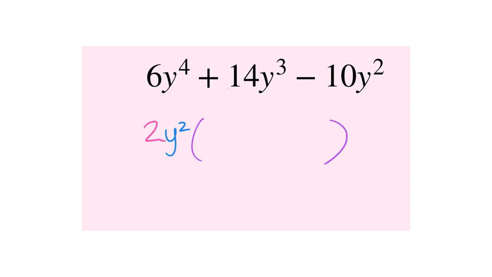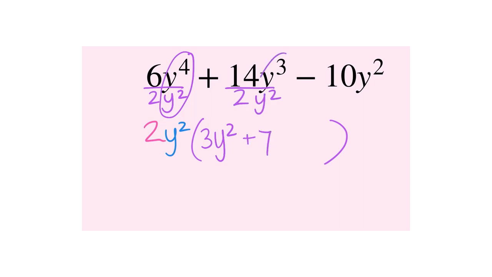All right, so if I divide 6y to the 4th by 2y squared, 6 divided by 2 is 3, and y to the 4th divided by y squared is y squared. We would have 2 of those y's left over. In the next term, if I divide by 2y squared, 14 divided by 2 is 7. And then I would have 1 y left over, so we'll just call that 7y. And in the last term, if I divide by 2y squared, the y squared would cancel out, and 10 divided by 2 is 5. And I'm going to bring down the minus, so minus 5.